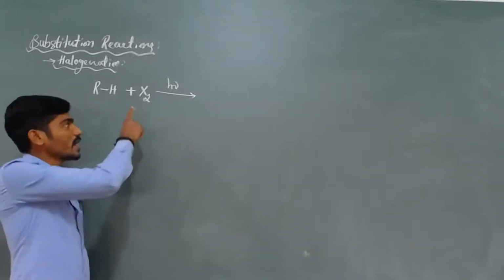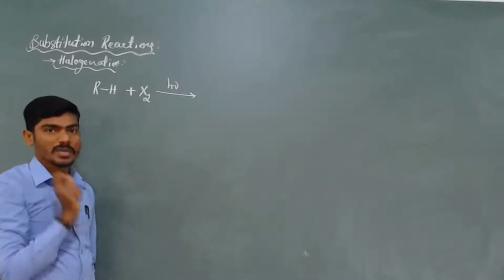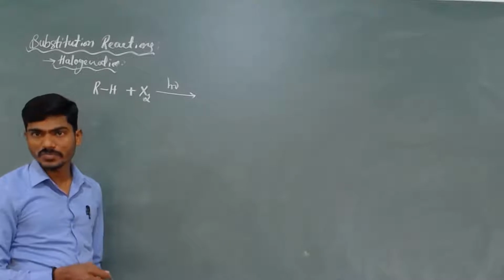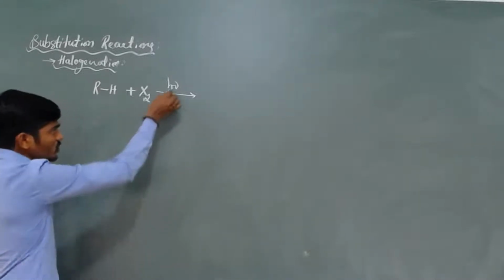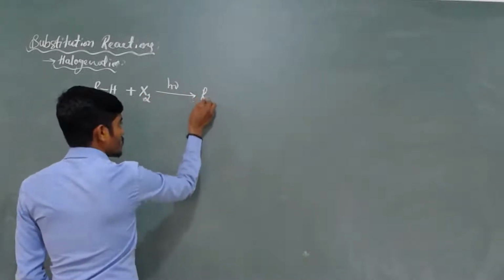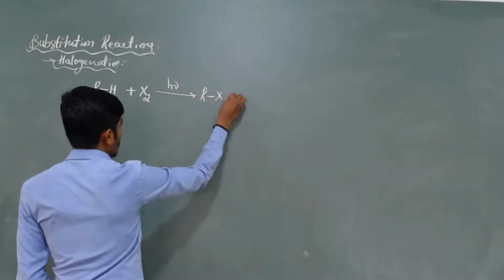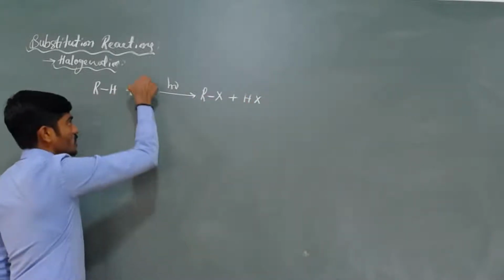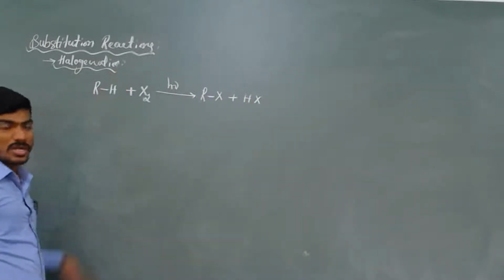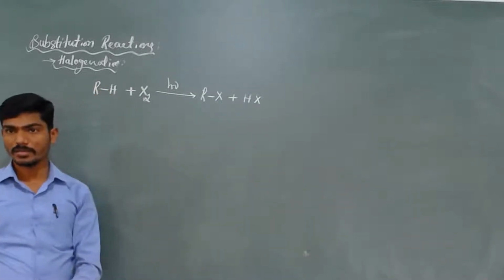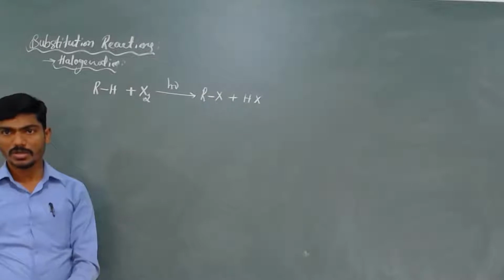So therefore, X may be Cl or Br. I is possible, but in the presence of an oxidizing agent. I can explain more later. In the presence of sunlight, RH plus X2 gives RX plus HX. So this hydrogen is replaced by one halogen, and this hydrogen along with one more halogen is eliminated. This is the substitution reaction.